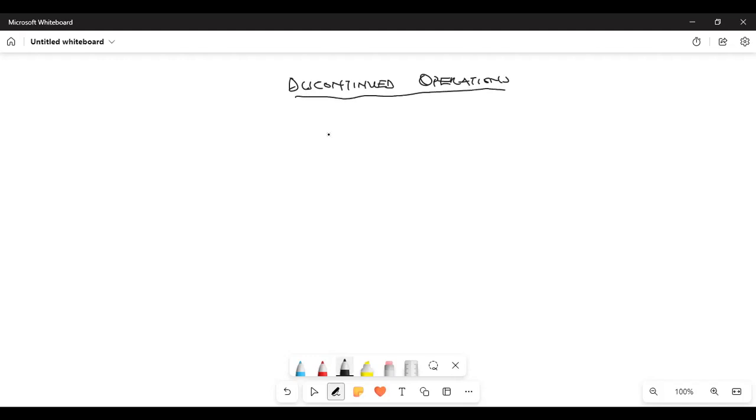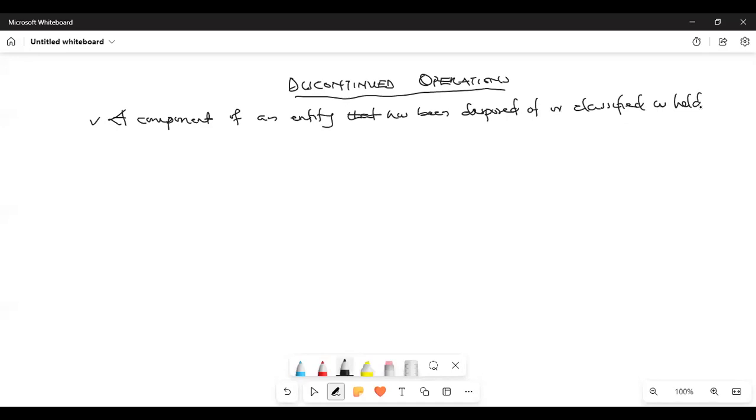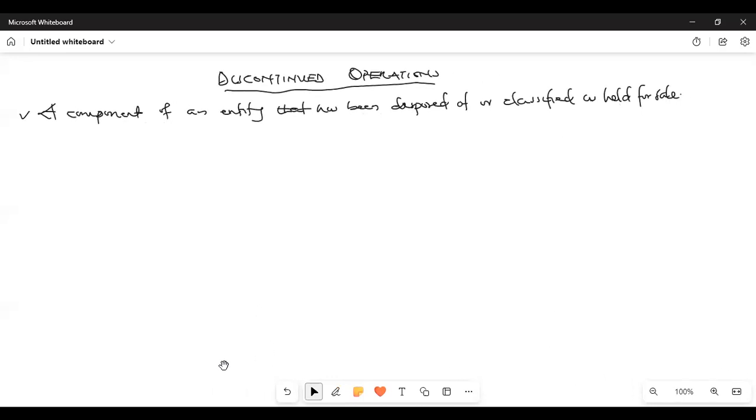Now, when we talk about discontinued operations, what we are saying is that we are looking at a component of an entity that has been disposed of or classified as NCA held for sale. So basically, we are talking about a component of an entity that has been disposed of or classified as held for sale. That is what a discontinued operation is.